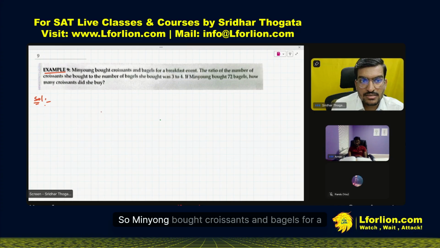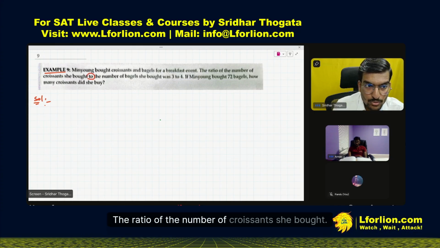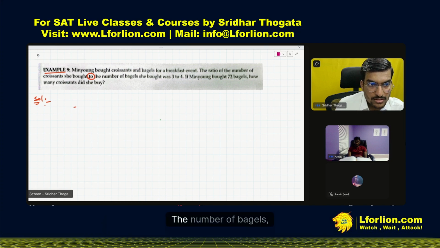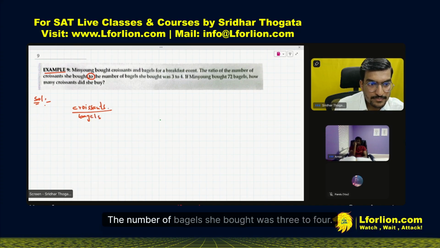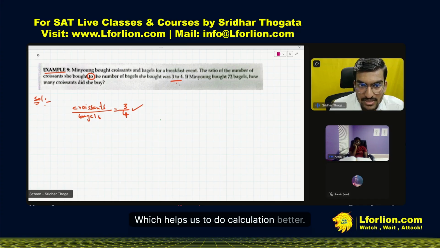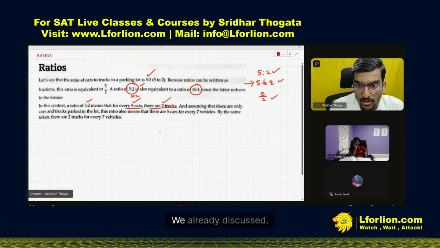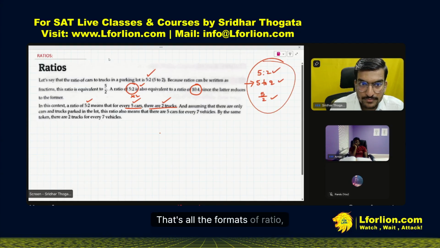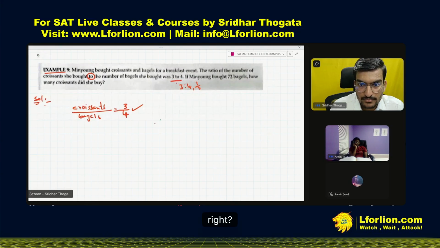So Min Young bought croissants and bagels for a breakfast event. The ratio of the number of croissants she bought to the number of bagels she bought was 3 to 4, that is 3 by 4. We are always trying to write in fraction format, which helps us do the calculation better. Sometimes they give 3 to 4, 3 is to 4, 3 by 4. We already discussed that these are all the formats of ratio, right?